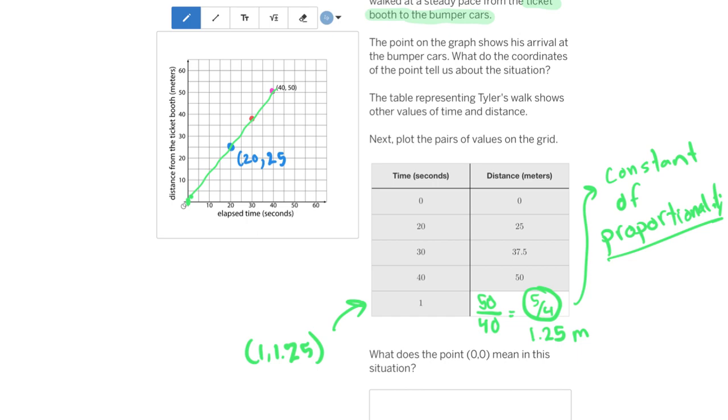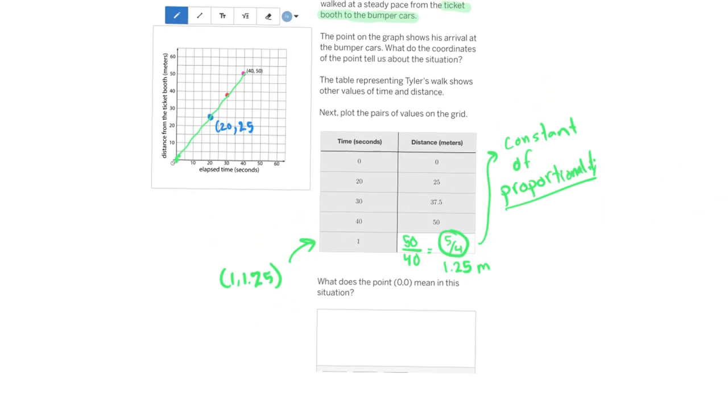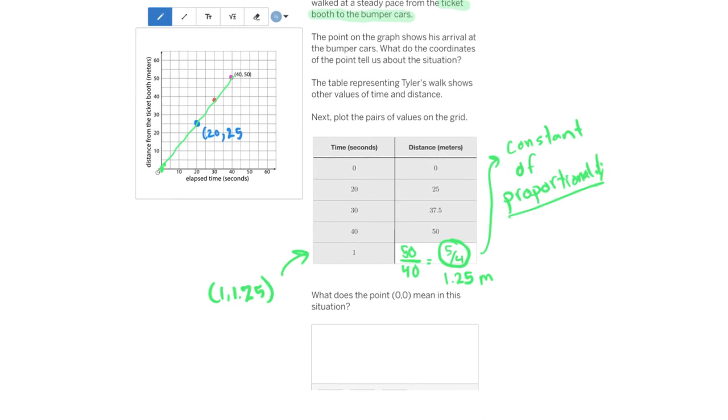Okay, so let's take a look at and answer this question. Starting off, what does the point 0, 0 mean in our situation? 0, 0 means that it's the starting point. It is when Tyler has traveled 0 seconds and 0 meters. So it's a starting point where he hasn't traveled anywhere at all yet.